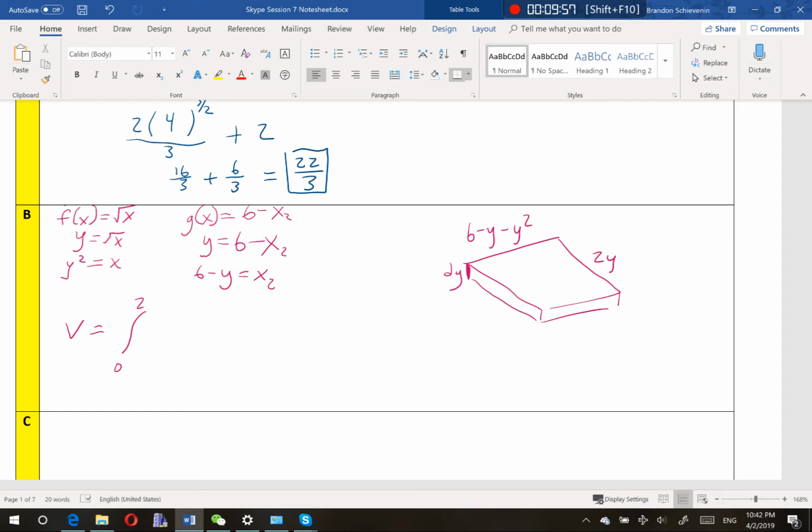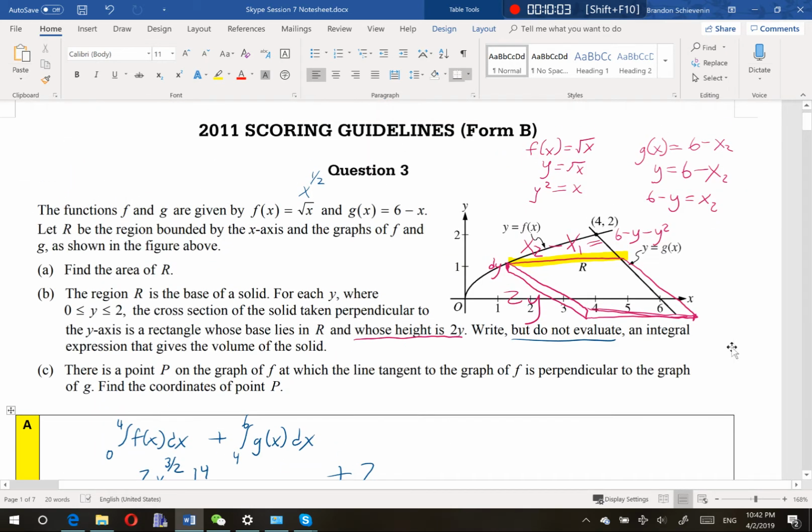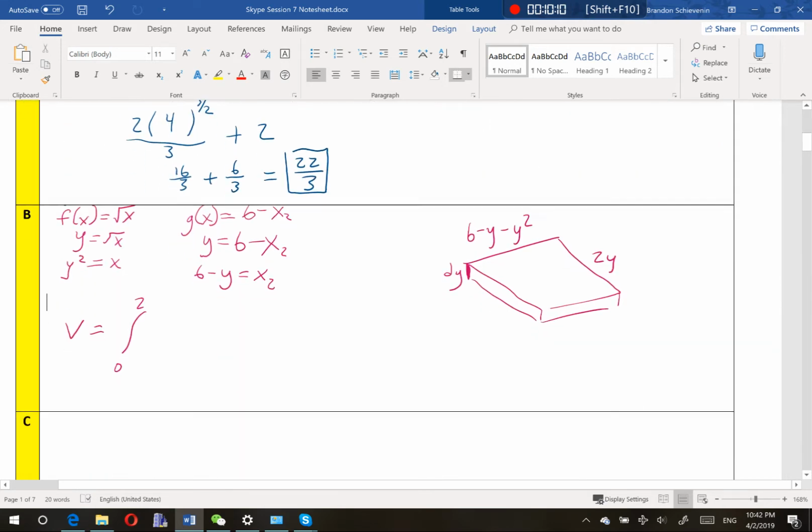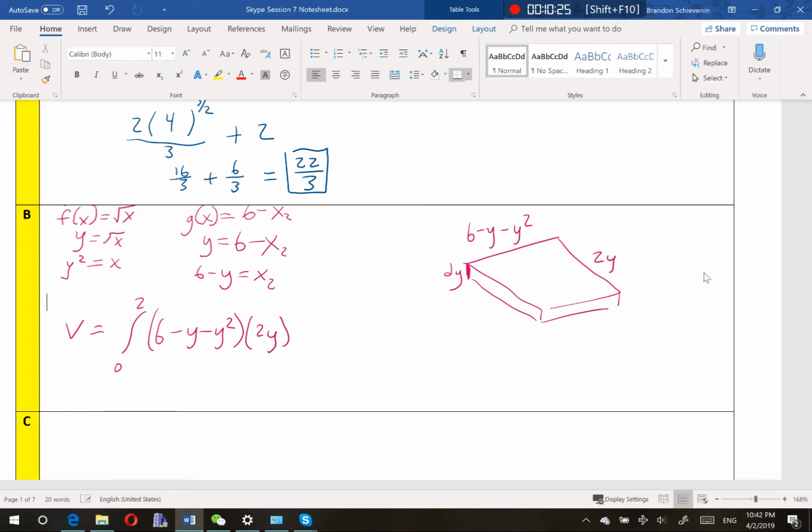6 minus y, minus y squared. So that's one side length. What else do I need? Times 2y. Okay, times 2y. So that's my base times height.